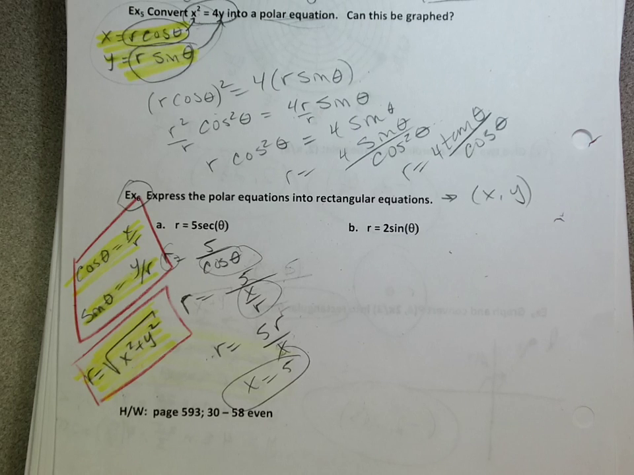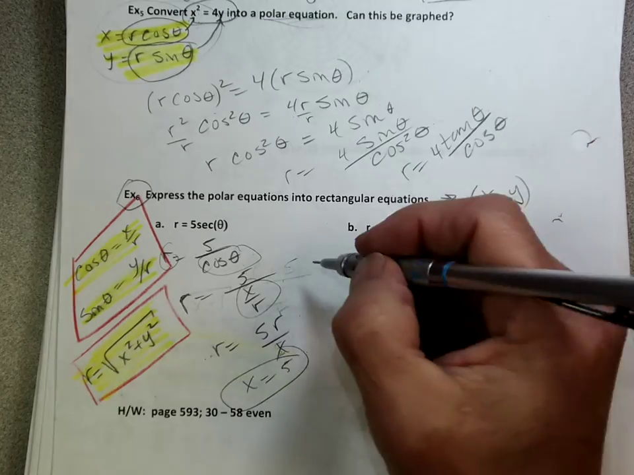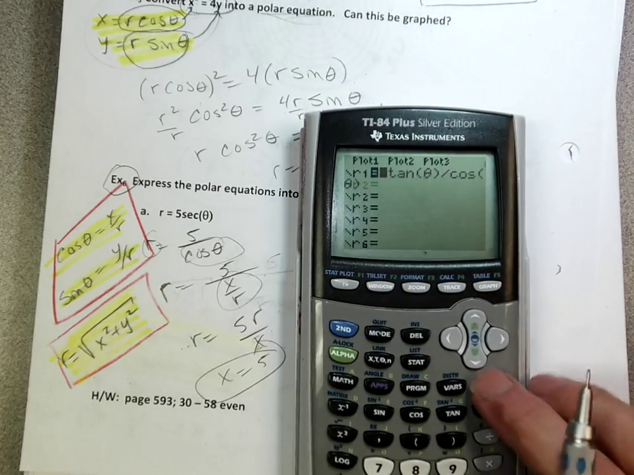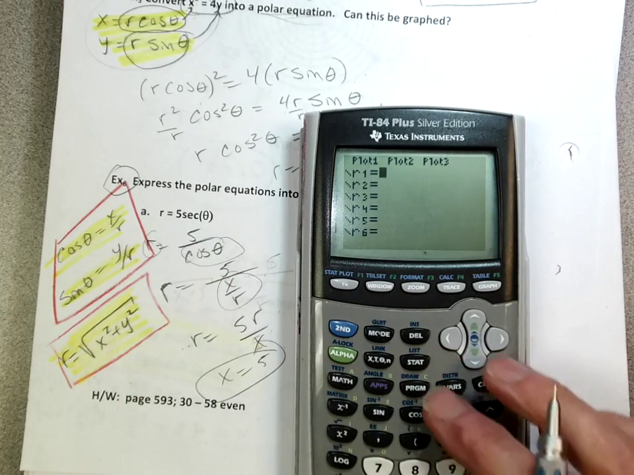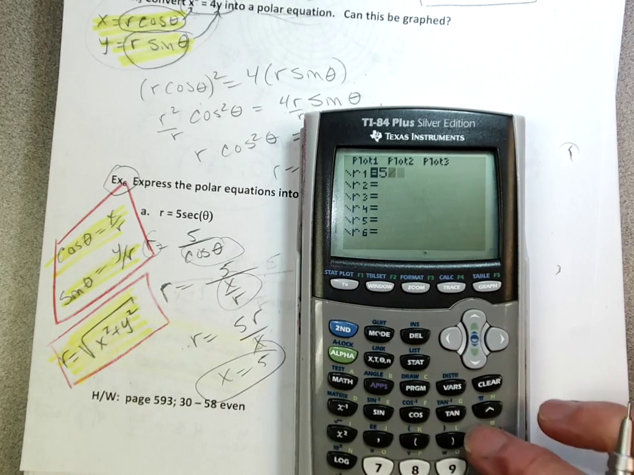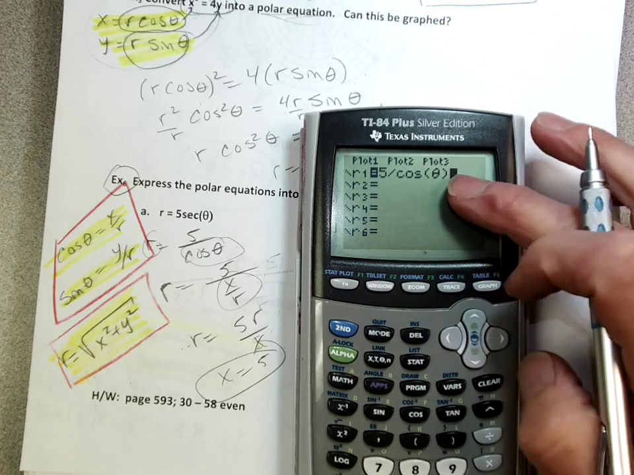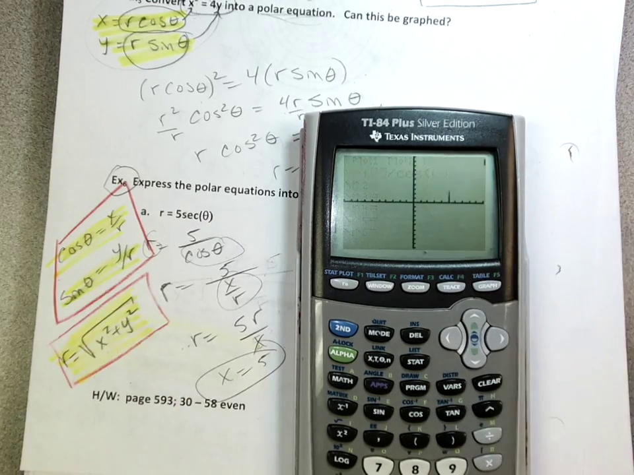What kind of graph is that? It is linear, but it's also straight up and down, right? It's vertical. Hold on real quickly, I'm just curious. Let's see if I graph the original, 5 divided by cosine theta. So I'm saying that these are the same graph. Wow, there it is.